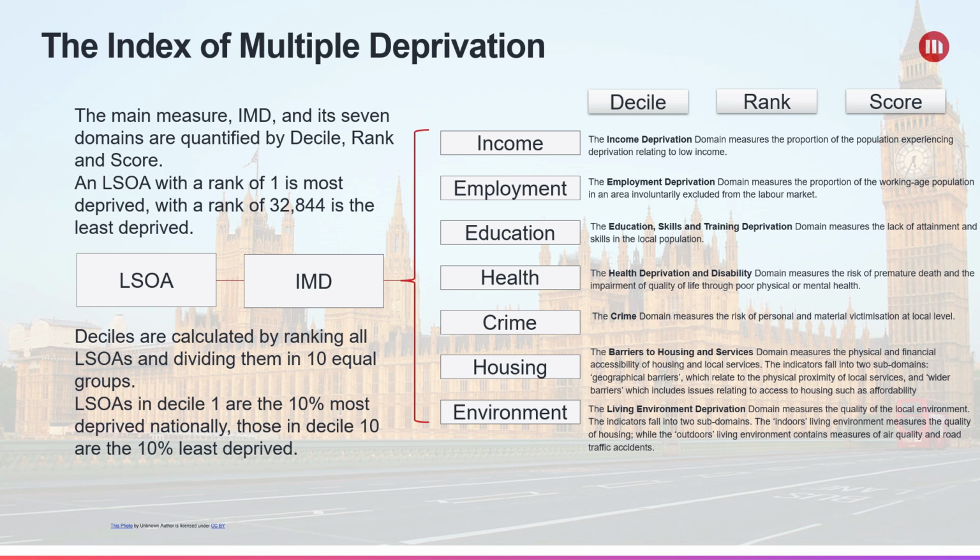Each domain has a decile, a rank, and a score. An LSOA with a rank of 1 is most deprived, with a rank of 32844, least deprived. Deciles are calculated by ranking all LSOAs and dividing them into equal groups. LSOAs in decile 1 are the 10% most deprived nationally. Those in decile 10 are the least deprived.